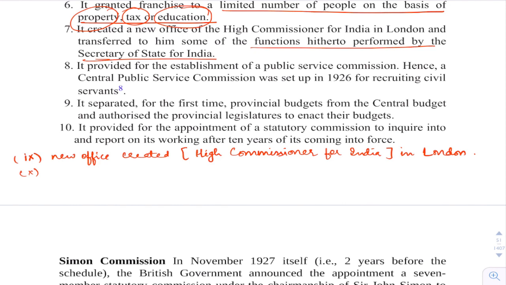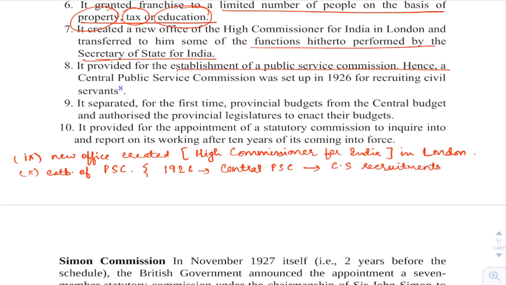Then it provided for the establishment of a public service commission. ठीक है. So establishment of public service commission. So 1926 में एक सेंट्रल पब्लिक सर्विस कमीशन आया सिविल सर्वेंट्स के रिक्रूटमेंट्स के लिए.